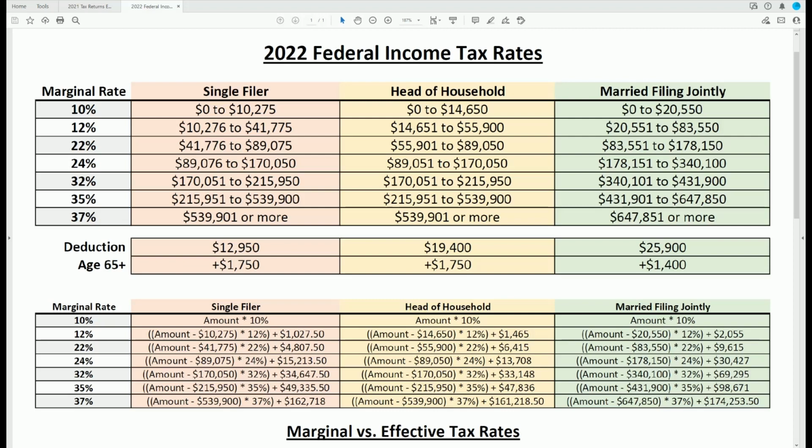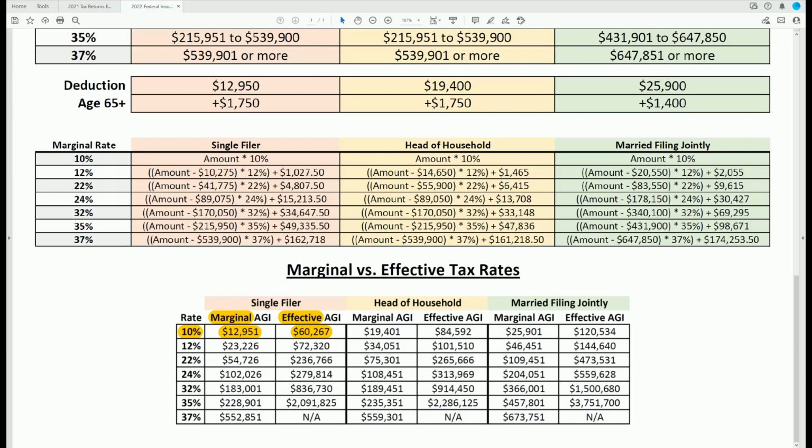It shows the marginal tax rate based on taxable income on the top chart, including the basic calculation for determining taxes owed. Keep in mind that this chart does not include considerations for capital gain taxes, tax credits, and additional taxes. And the chart on the bottom of this page helps to educate about the difference between marginal and effective tax rates. For example, a single filer will move into the 10% marginal tax bracket once their adjusted gross income, AGI, exceeds $12,950, which is the standard deduction for a single filer.